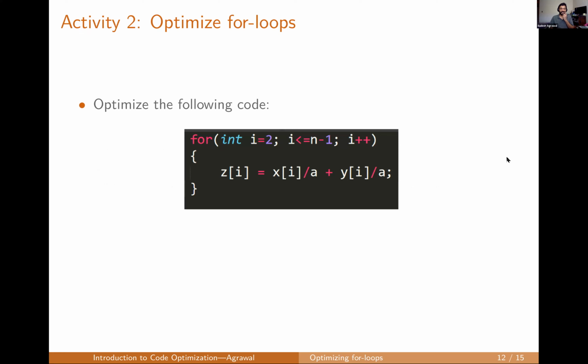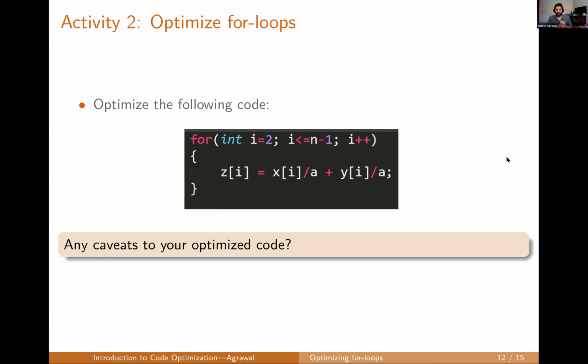So this is just a second activity. Can you optimize the following code? You don't have to code it. It's more of a paperwork and thinking about what you want to do. For integer i equals 0. Also, whatever ways you think of optimizing it, are there any things that you need to be worried about with that optimization that you do?